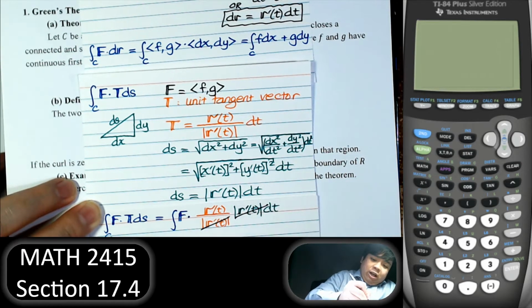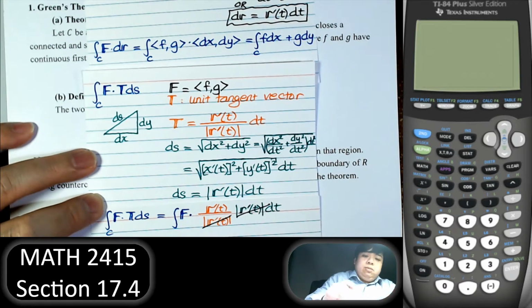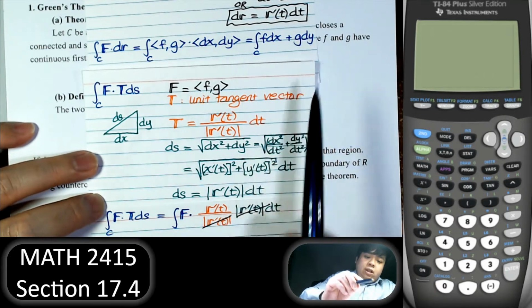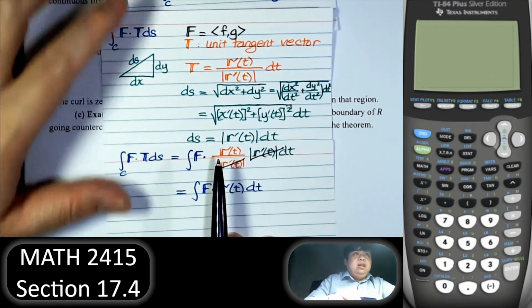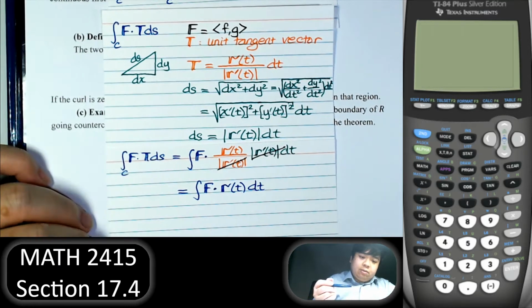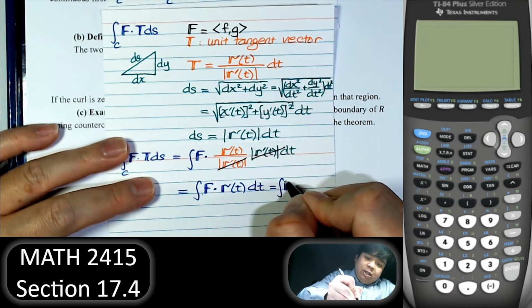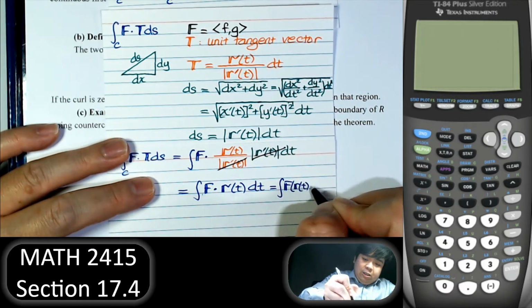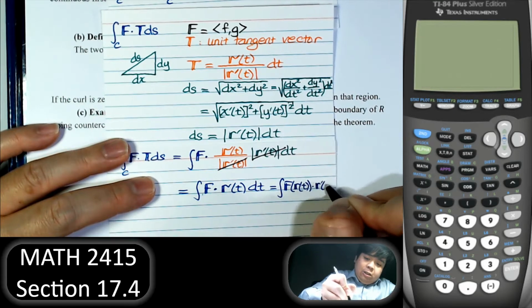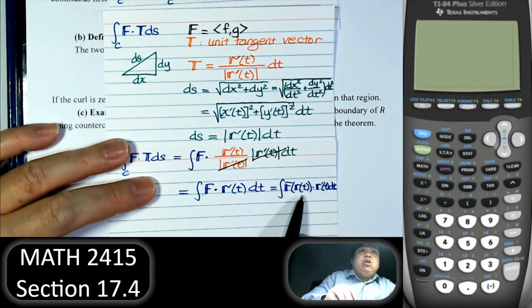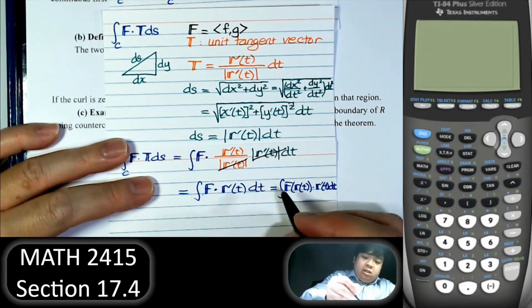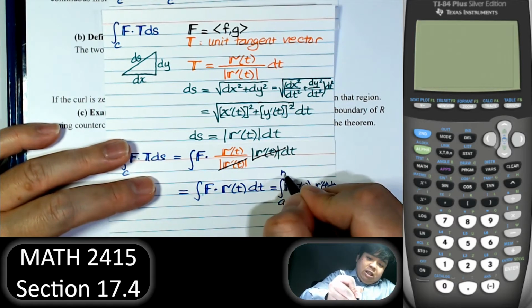And cancel that out, we have just F dot r prime of t dt. Of course, which we use a lot. Of course, we should write the vector field F as a function of t. Of course, we use this the most often. Here we just write the limit for t, let's say from a to b.